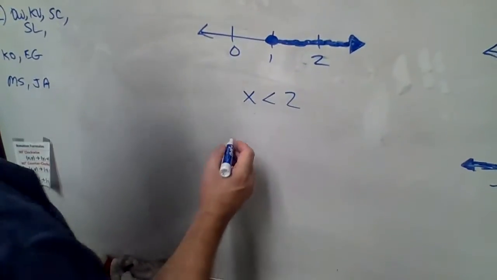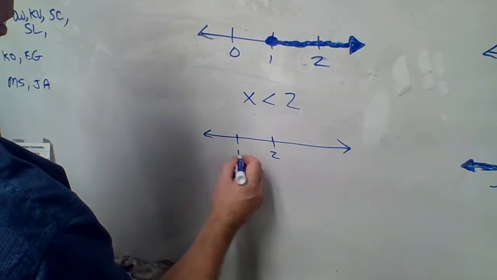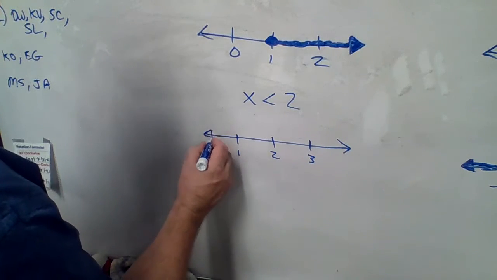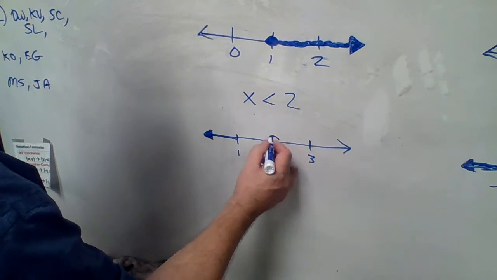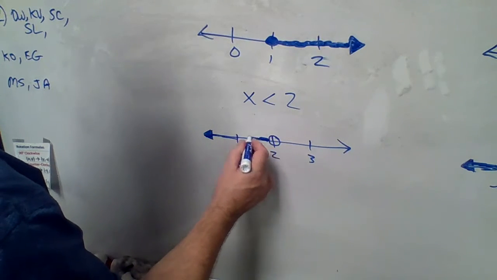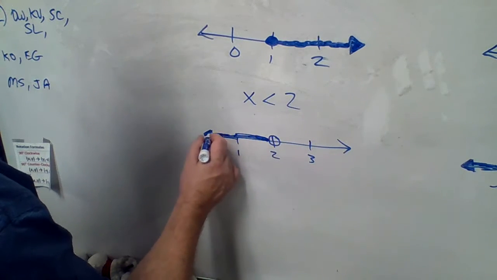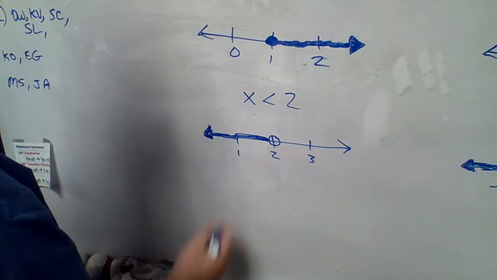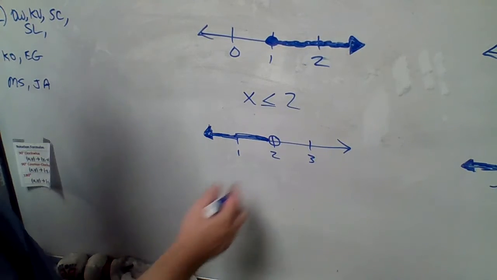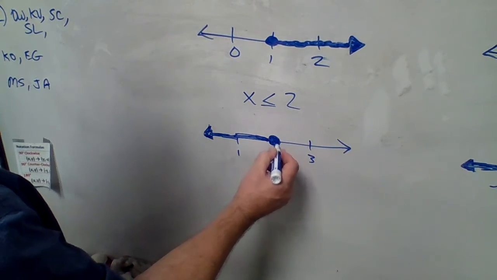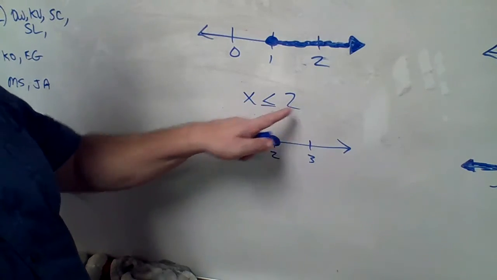How about x is less than 2? Again, I'm going to put 2 in the middle, 1 over here, 3 over here. This is going to be a case where I shade the left side again. And this is going to be a case where I have an open circle because I do not want to include 2 as the answer. Now, what if I made it x is less than or equal to 2? Then I would fill in the circle, because then 2 is less than or equal to 2.